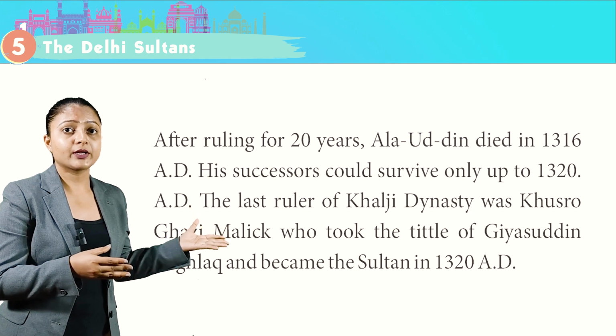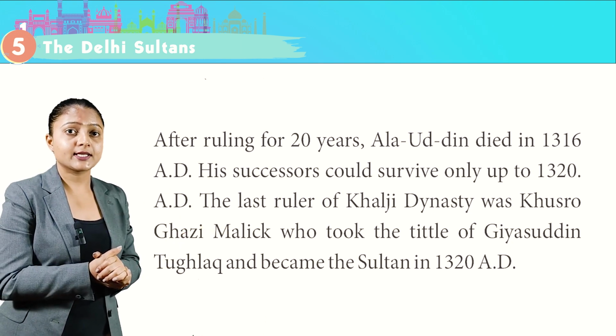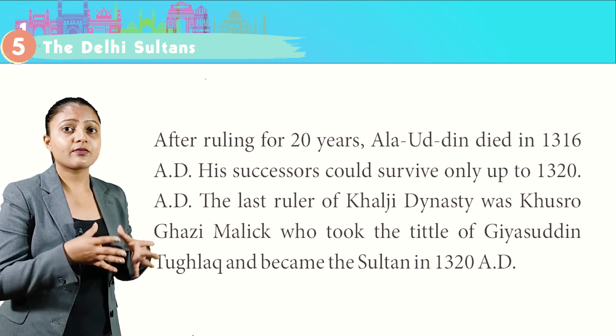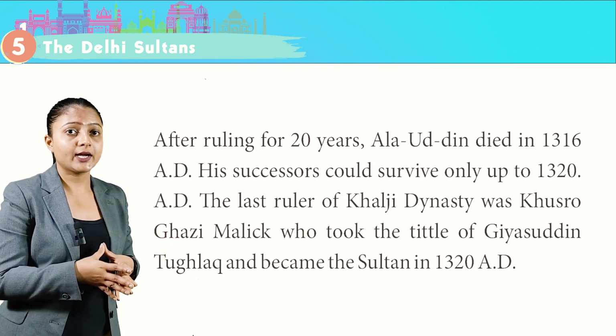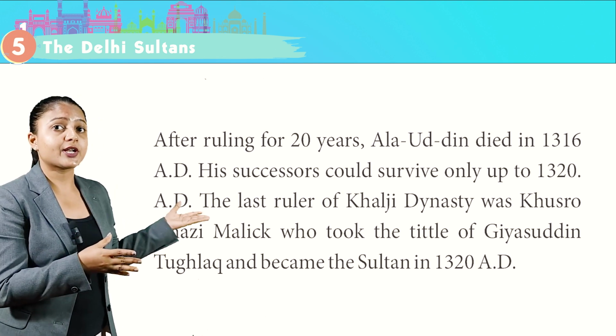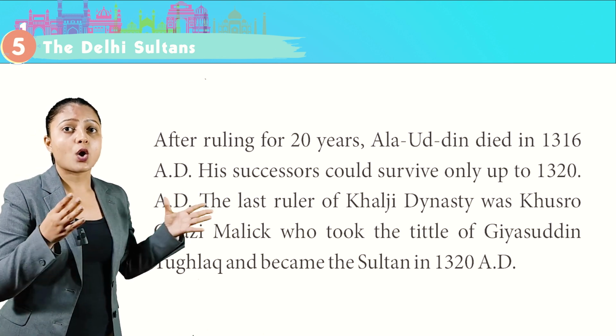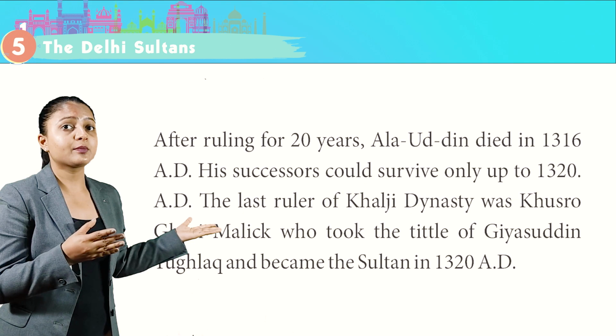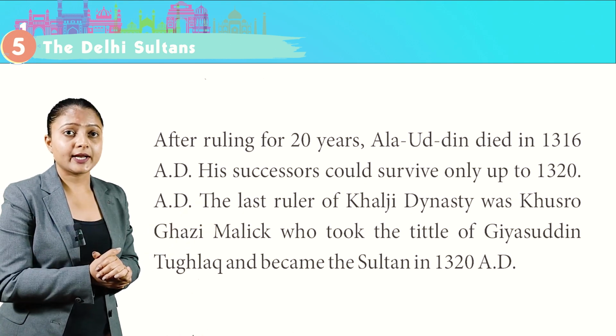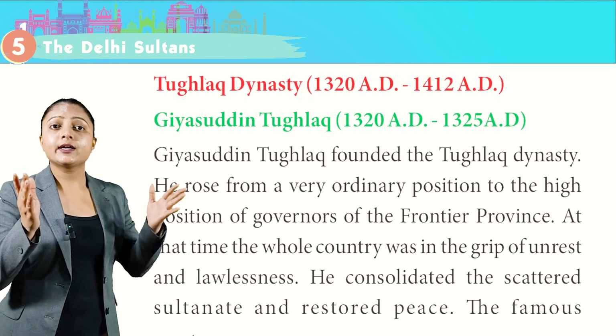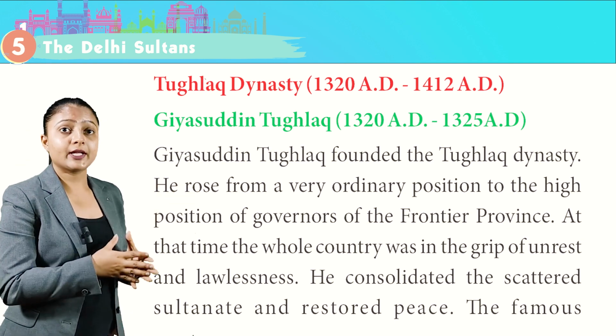After ruling for 20 years, Alauddin died in 1316 AD. His successors could survive only up to 1320 AD. The last ruler of the Khalji dynasty was Khusro Khan, who was overthrown by Ghazi Malik, who took the title of Ghiyasuddin Tughlaq and became the Sultan in 1320 AD. Tughlaq dynasty, 1320 AD to 1412 AD.